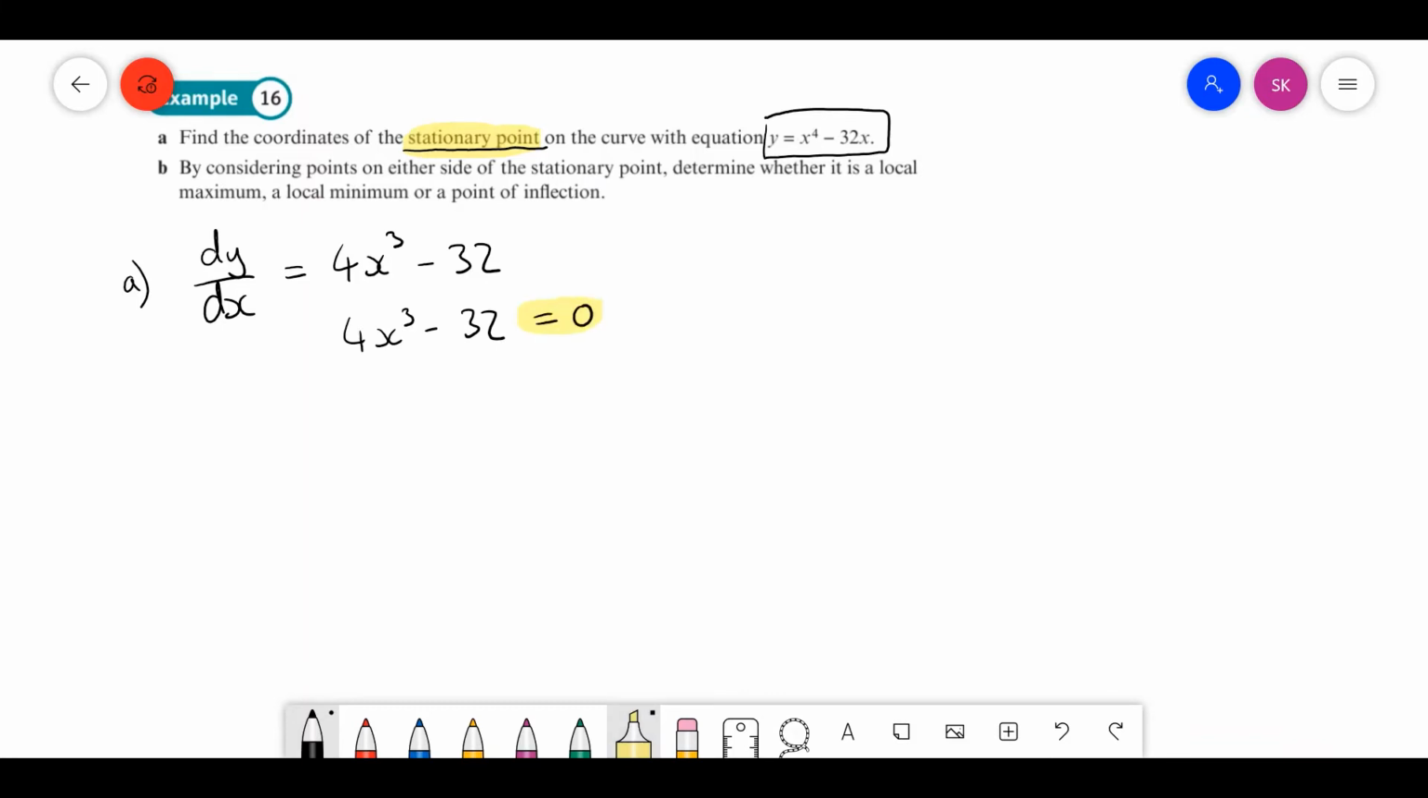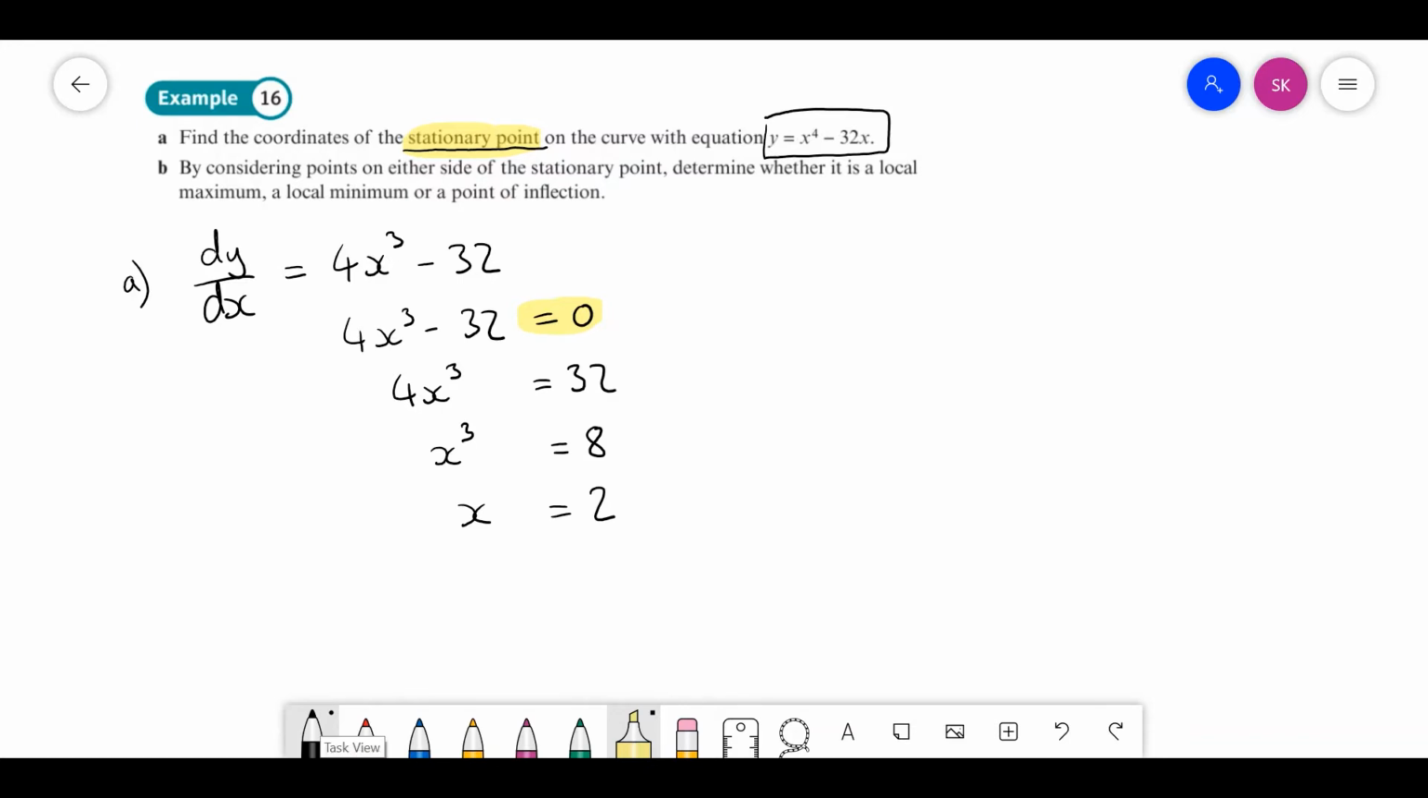That's the key thing about finding the stationary point. You have to make the gradient function equal to 0. I'll say that again. To find a stationary point, you have to make the gradient function equal to 0. From there, you're going to solve it. Add 32 to both sides, divide by 4, cube root, you get x equals 2.